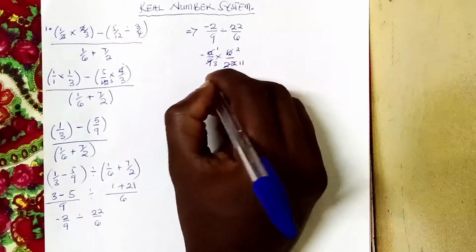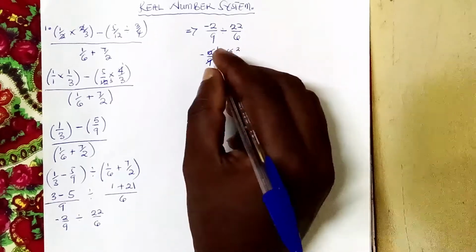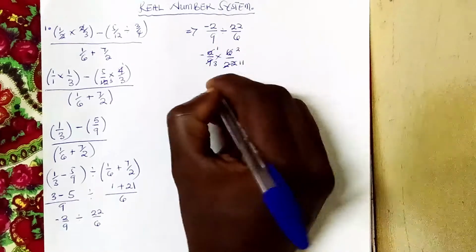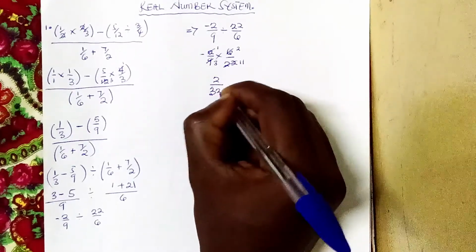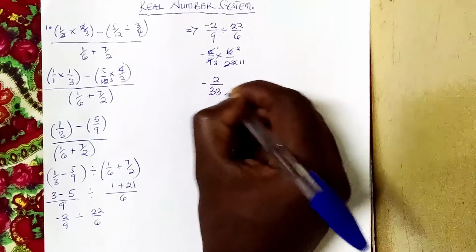Our final answer gives us 1 times 2, we have 2, all over 3 times 11, we have 33. Don't forget we have a negative. That's our final answer.